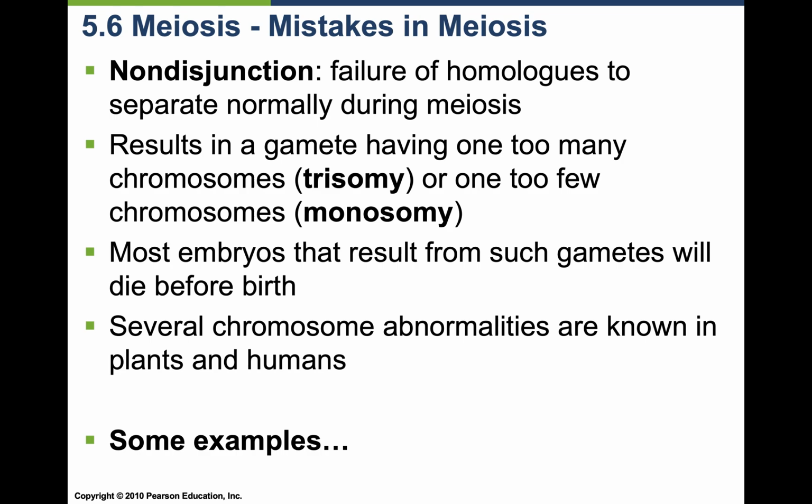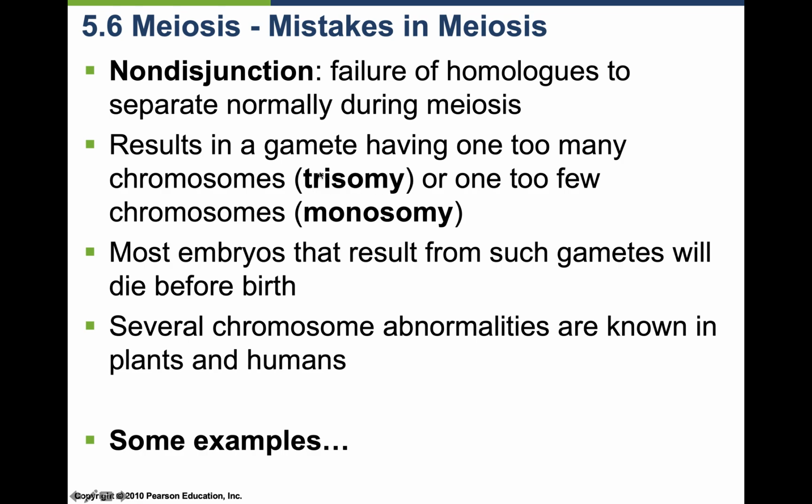And then there can be some mistakes in meiosis. So we've talked about how in mitosis, there can be mistakes. There can also be mutations in the genes that regulate cellular division, and these can all lead to cancer. But in meiosis, we have this thing called non-disjunction. This is really just the failure of homologous chromosomes to separate normally during meiosis, and this results in gametes that have too many or too few chromosomes.